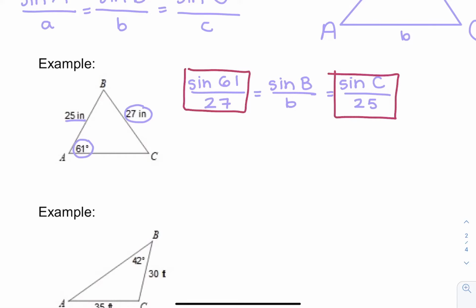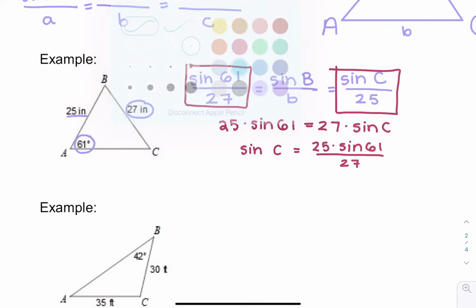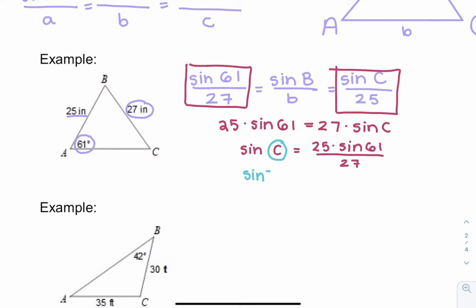So we can say 25 times sine of 61 is equal to 27 times sine of C. And at this point, you can plug this into your calculator, or you can just solve for sine of C and say it's equal to 25 times sine of 61 over 27. Now at this point, C is trapped inside of sine, so we take the inverse. So we say sine inverse of 25 times sine of 61 over 27 is equal to C, and we find that angle C is about 54 degrees.